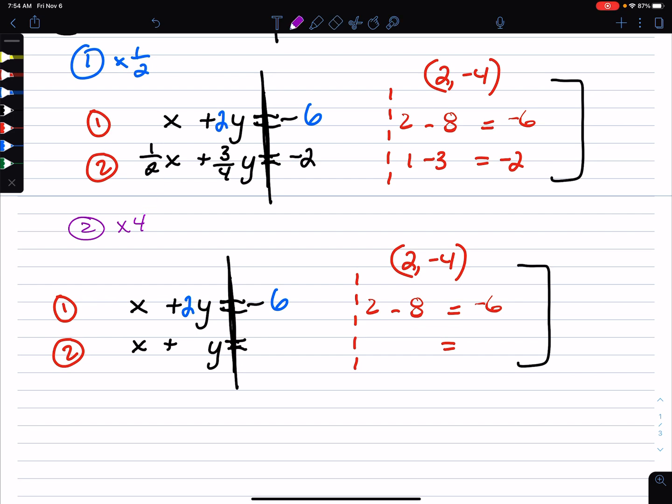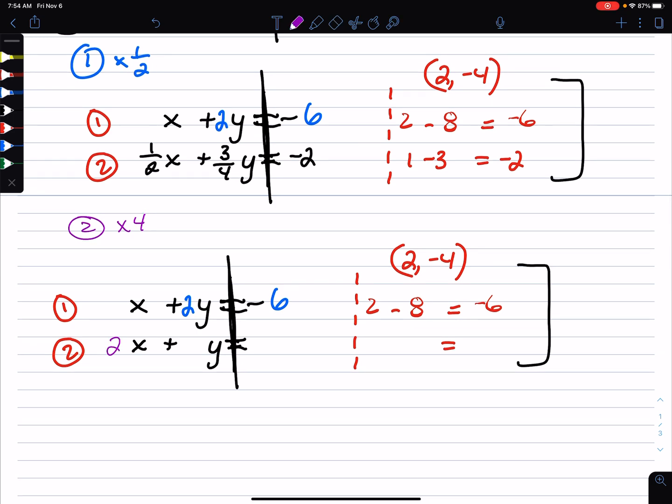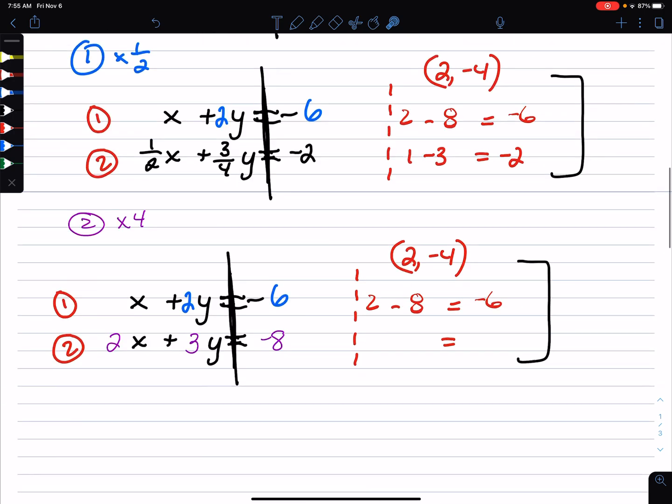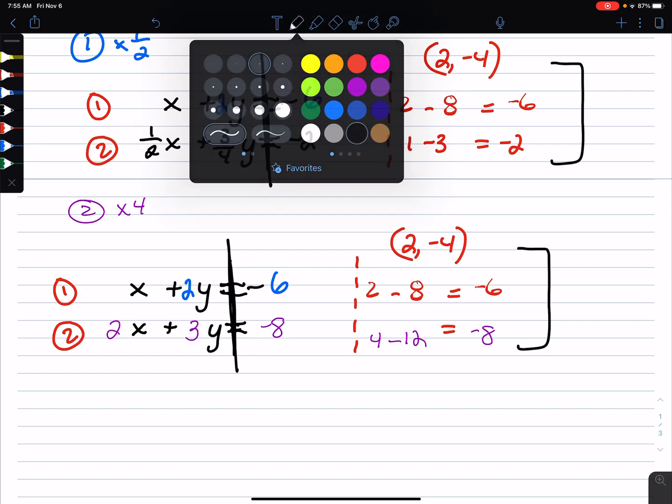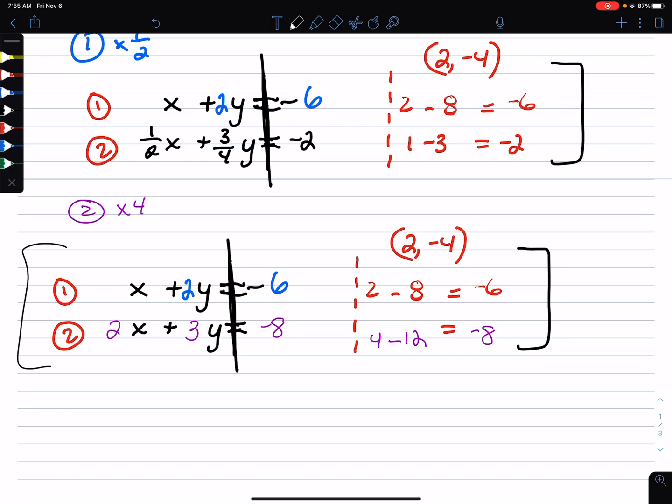So half times 4 would be 2. 3/4 times 4 would be 3. 4 times -2 is -8. Now let's make sure we do it to this fact, right? Because it's still a fact. 1 minus 3 is still definitely -2. Now if we multiplied everything by 4, isn't 4 minus 12 still equal to -8?